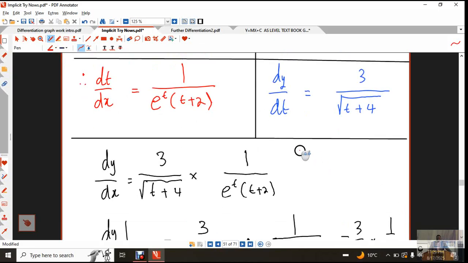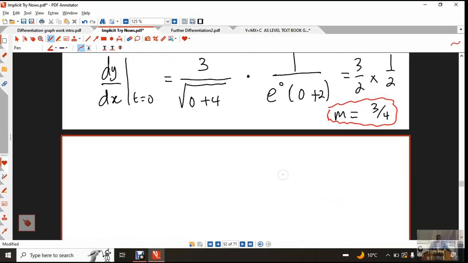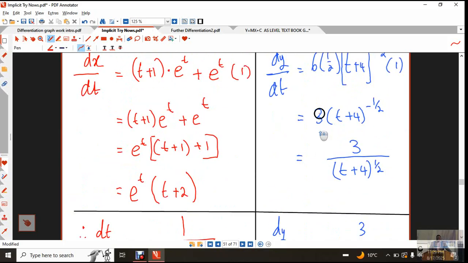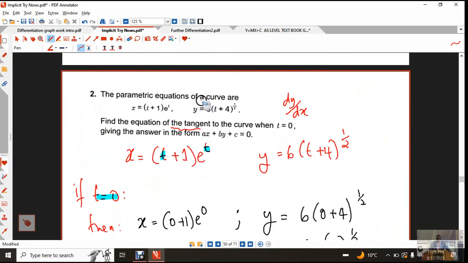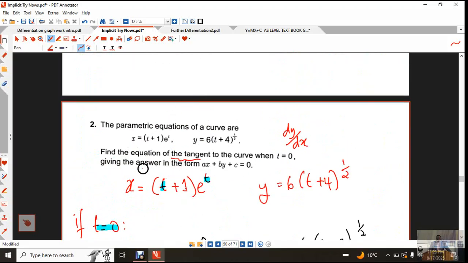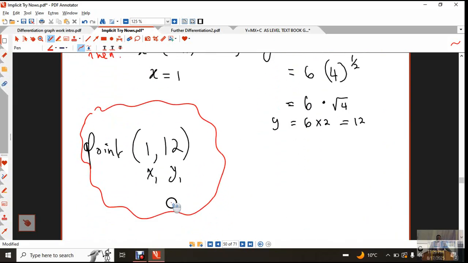Right, so remember from our beginning work, our point, I think it is 1, 1/2. Our gradient is 3/4. Let's just make sure about our point. Okay, and we're looking for the equation of the tangent. Good. So our point was, yes, 1, 1/2, as you can see there.